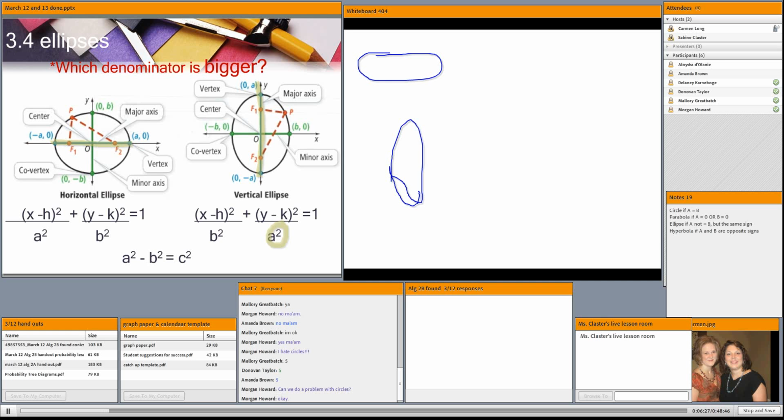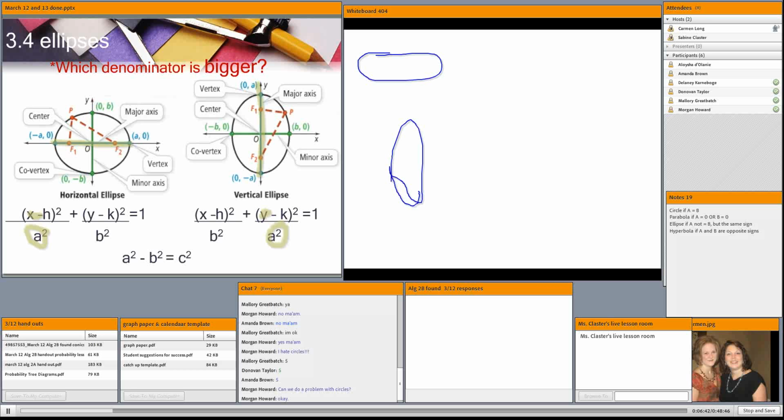And that's what makes it longer on the y-axis because that's below the y variable. This one goes this way. The A is bigger. It's below the x. So that's how I can keep track of which way it goes. From the center, if you count this direction, that's A. If you count this direction, that's B.